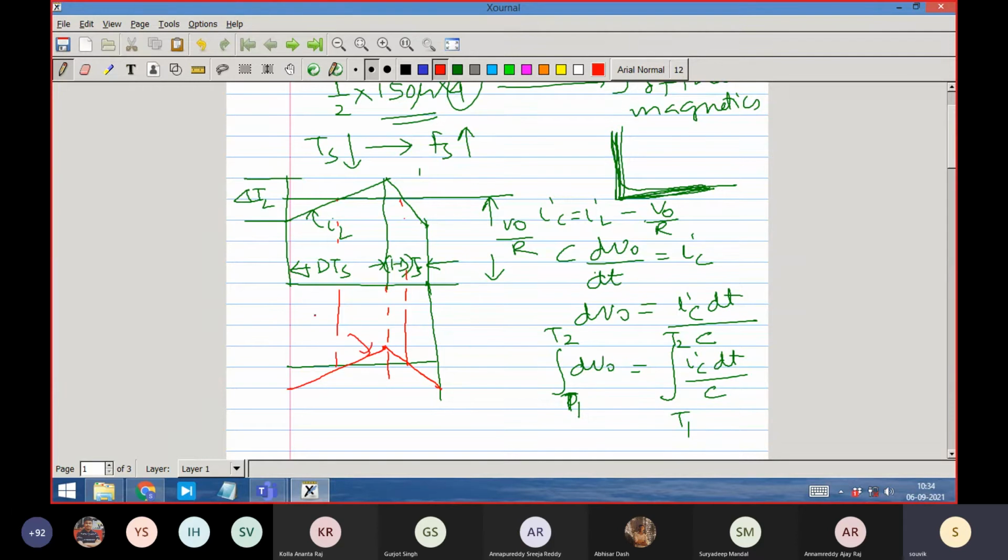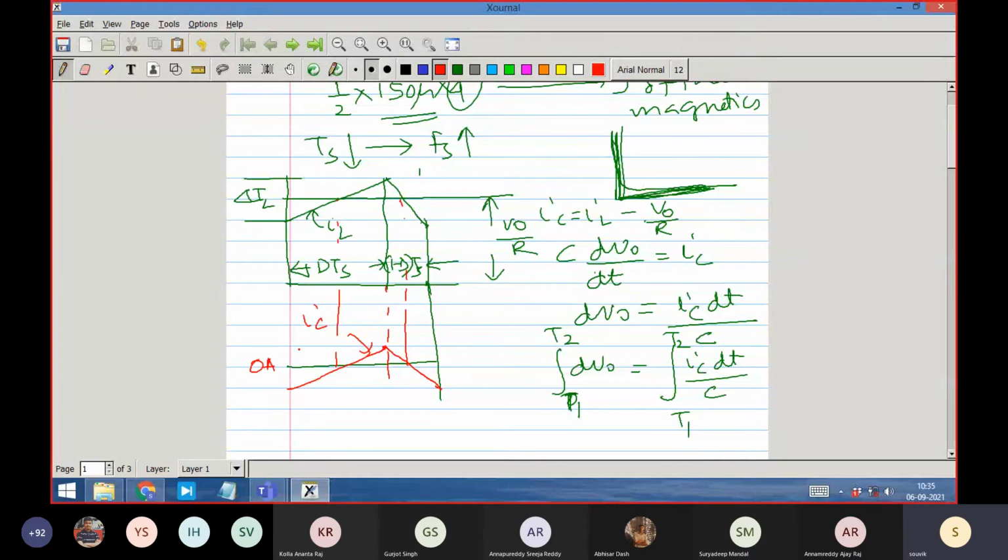So I should write it as IC, right? You have understood. I have just subtracted V naught by R from the instantaneous inductor current, and I have got the capacitor current here. So you see that this is the 0 ampere, the actual capacitor current.